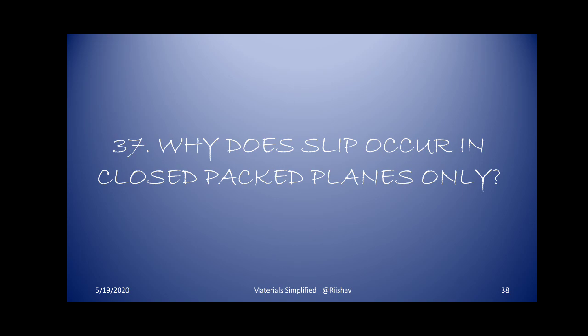Also, you can explain it in a better way. The stress required to move a dislocation is dependent on the length of the Burgers vector. Now, if my plane is closely packed, the length of the Burgers vector will be less. So, less length of the Burgers vector implies that less stress is required to move my dislocation, and so if my plane is closely packed, I will require less stress. So, slip will occur in a close-packed plane only.